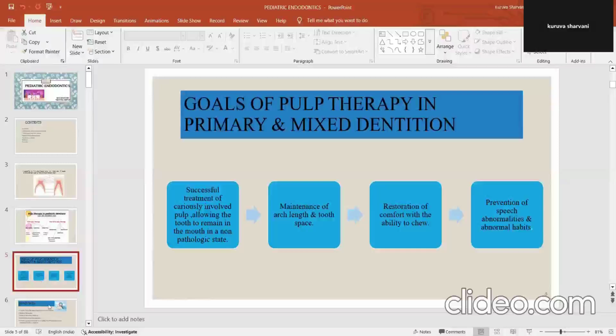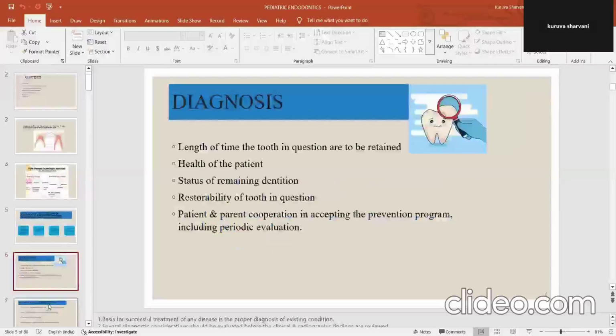Coming to diagnosis, how are we going to diagnose the primary teeth? As we said initially, both clinical diagnosis and radiographic diagnosis are very useful for any pulp therapy treatment. First thing, and also the main key role, is the length of time the tooth is to be present in the oral cavity. Suppose the child is 5.5 years of age and his primary incisors have decayed. In such conditions, there is no use of saving the primary incisors, we can extract them.